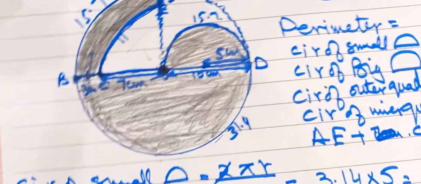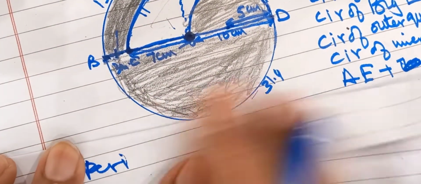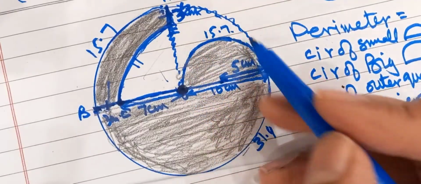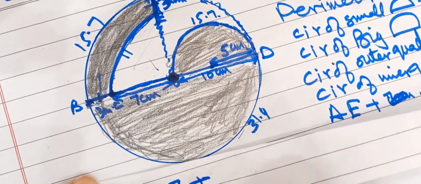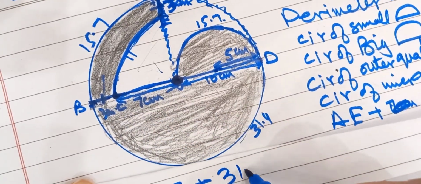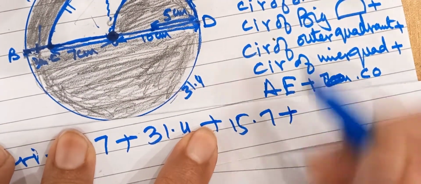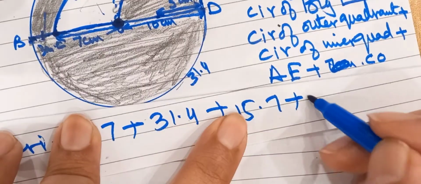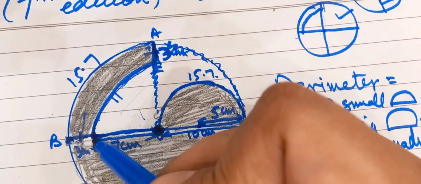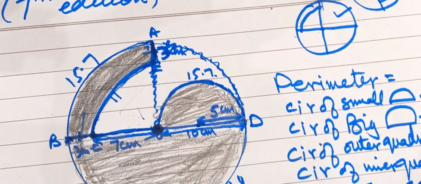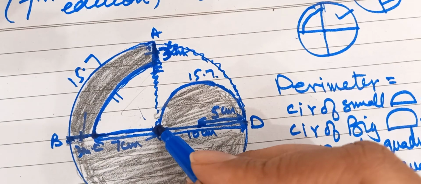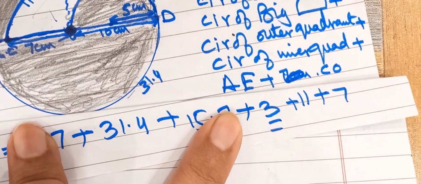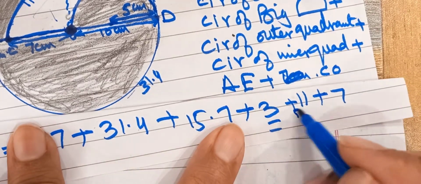So I'll do the maths here. What am I going to do? I will write perimeter is equal to this 15.7 plus 31.4 plus again 15.7 plus this 3 because it's also making the outer part of the shape, plus 3 plus 11, this 11, plus this 7. And which is equivalent to 83.8.